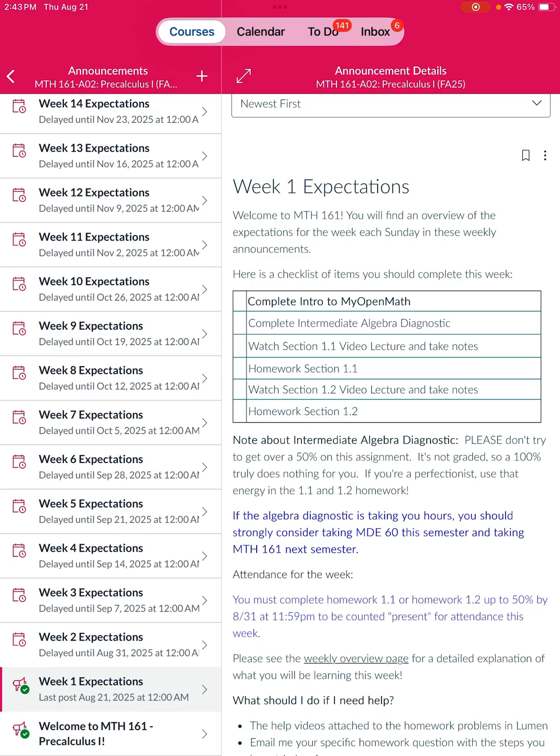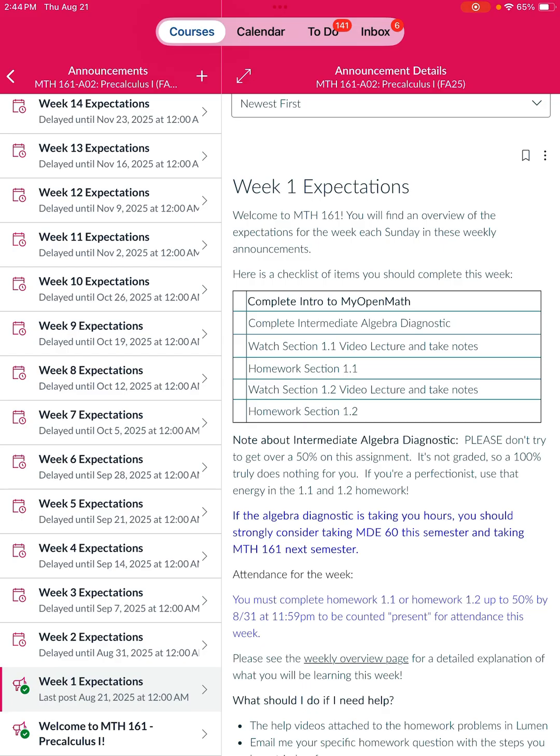Intro to My Open Math is just walking you through how to use Lumen, how to type things in. That should take you like 10 minutes. The intermediate algebra diagnostic should not take you over an hour to get a 50% on. It is required for you to get at least a 50%. You don't have to get more than a 50%, and it doesn't count towards your grade. So don't waste your time doing too much. Just get your 50% and move on.